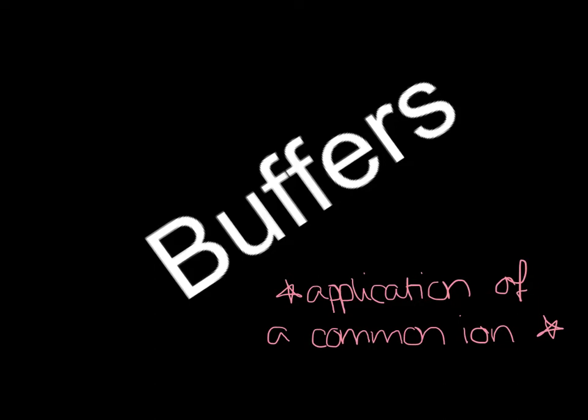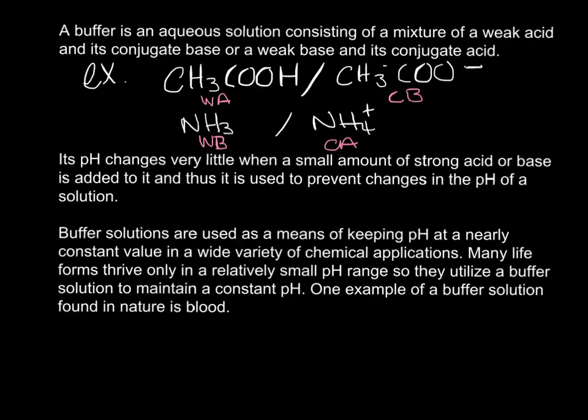So this is a recording about buffers, and buffers are really an application of a common ion system. Now, a buffer is really an aqueous solution that contains a mixture of two things. It's either a weak acid and its conjugate base, or a weak base and its conjugate acid. And I just gave you a couple of examples. This is a really common weak acid, which is acetic acid, and its conjugate base, the acetate ion. And then we have a base below it, which is ammonia, and its conjugate acid, the ammonium ion.